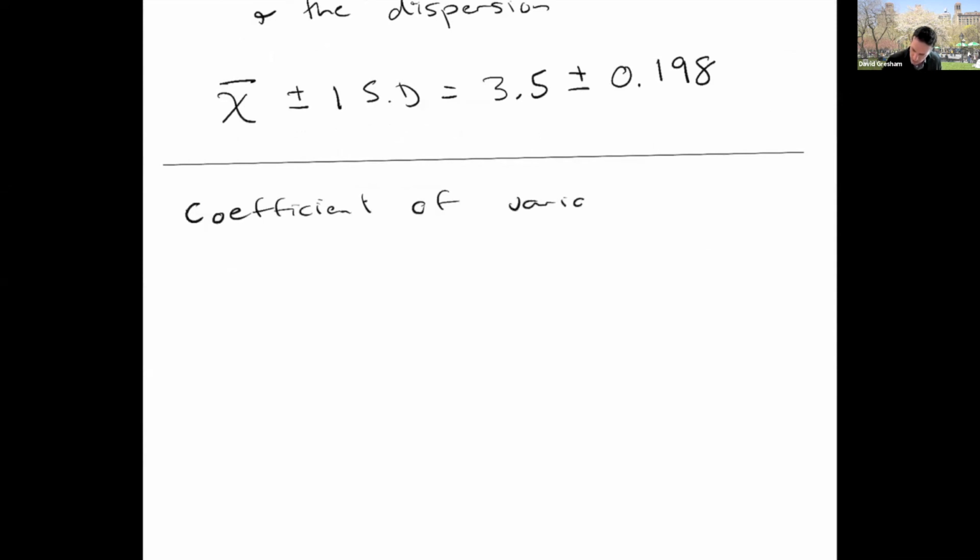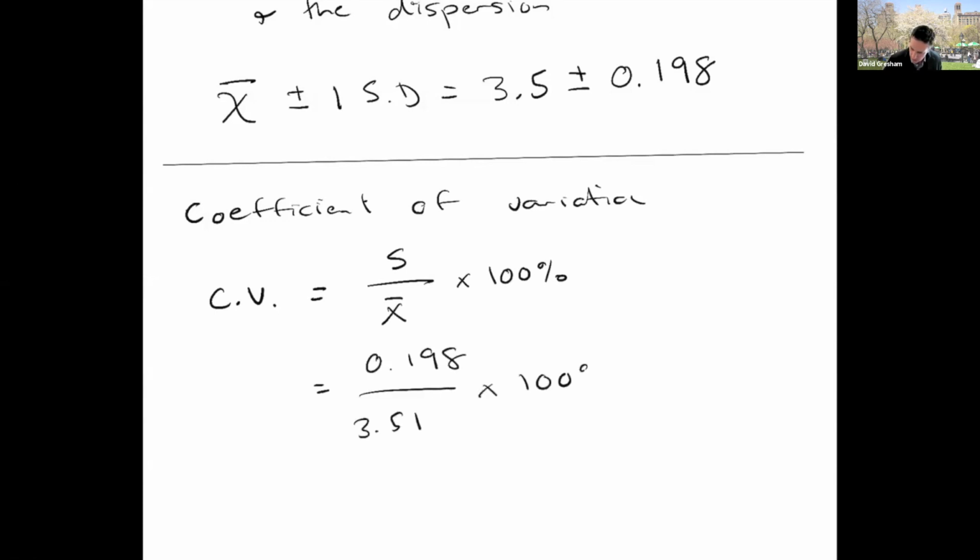Just while we're here, for completeness, we can talk about another interesting metric: a measure of the relative variability within a data set. We can compute a value which is called the coefficient of variation. And that is simply CV equal to our standard deviation divided by the mean. Often we multiply this by 100%. In this case, our standard deviation is 0.198, the mean is 3.51, multiplied by 100%. And now our coefficient of variation is 5.64%.